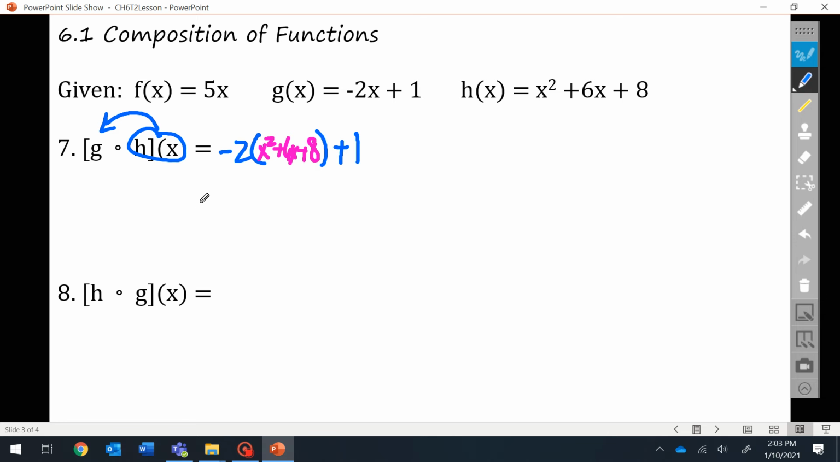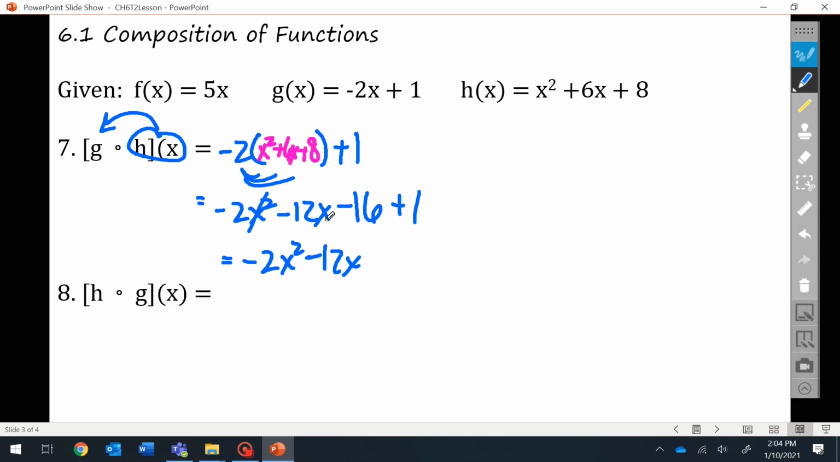I'll use the distributive property to simplify this. Negative 2 times x squared is negative 2x squared. Negative 2 times 6x is negative 12x. Negative 2 times 8 is negative 16. And then I still have the plus 1. If I combine the like terms, negative 2x squared, negative 12x, and then negative 16 and positive 1 combine to make negative 15. So this would be my composition function. g compose h of x is equal to negative 2x squared minus 12x minus 15.